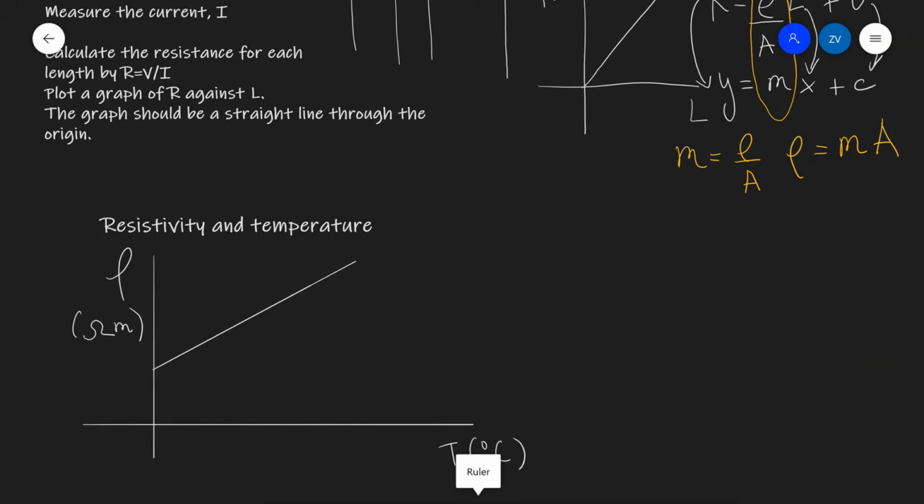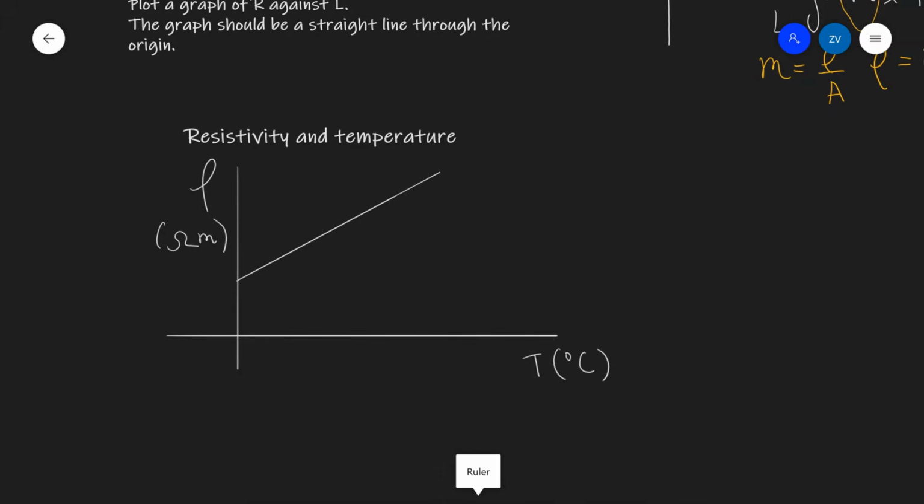And now let's revise the dependence of resistivity on temperature. If we have a metal and we look at its resistivity, it is going to have a similar trend. First off, you're going to notice that the resistivity of a metal increases with temperature. The reason for that is because there are more collisions between the conducting electrons and the positive ions.